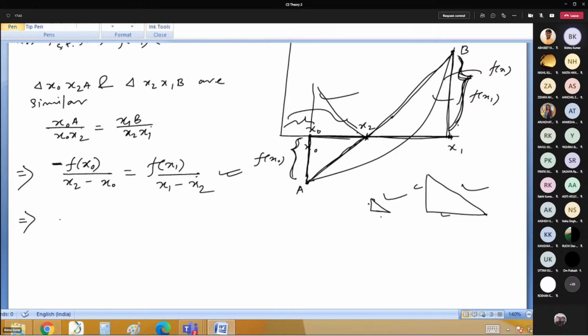Bring x to the left hand side and write everything on the right hand side. So x2, if I write on the left hand side and all the remaining terms on the right hand side, it will be x0 f of x1 minus x1 f of x0, divided by f of x1 minus f of x0.